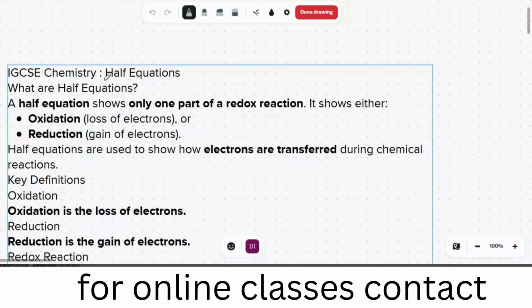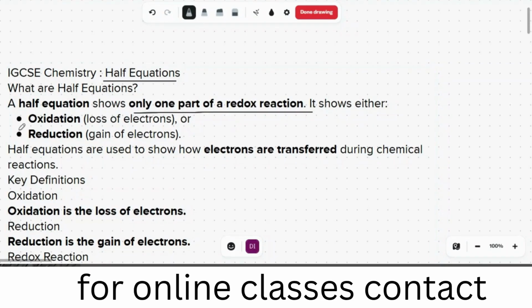Today we are going to talk about half equations. So what are half equations? Half equations show only one part of a redox reaction. It shows either oxidation or reduction. What is oxidation? Oxidation is loss of electrons and reduction is gain of electrons.